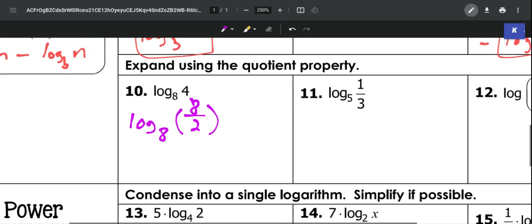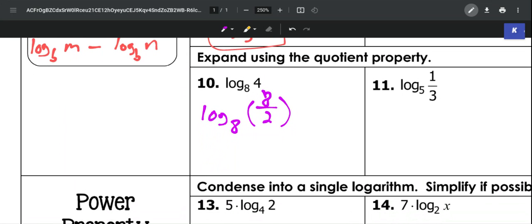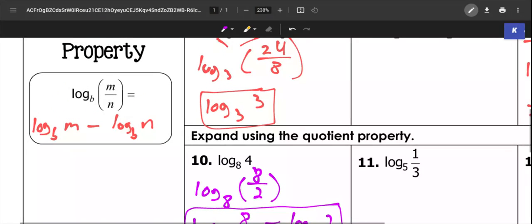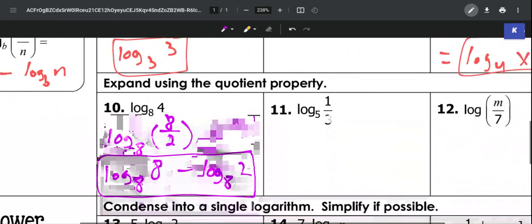And then we just have to expand that, because anytime we have a log base b, here it's log base 8, with two numbers divided, our quotient property tells us that we can pull out 8 over 2, separate that with a log base 8, and have a minus sign in the middle. So we'll get log base 8 of 8 minus log base 8 of 2, and that would be our answer. It's just going in the opposite direction of what we did with our condensing.